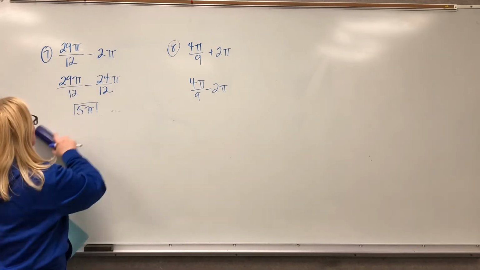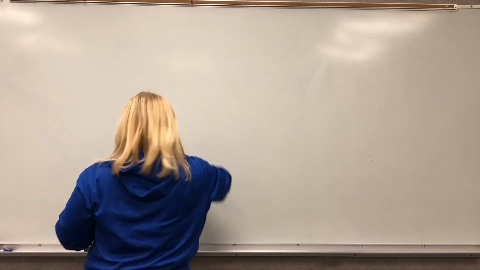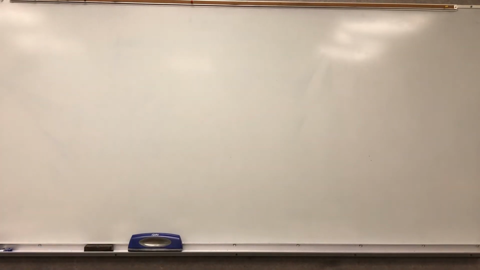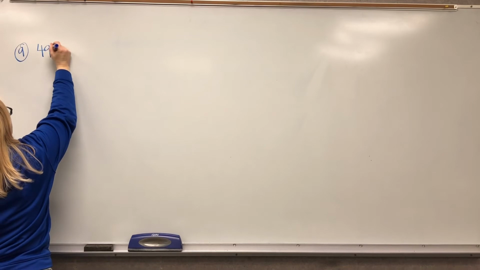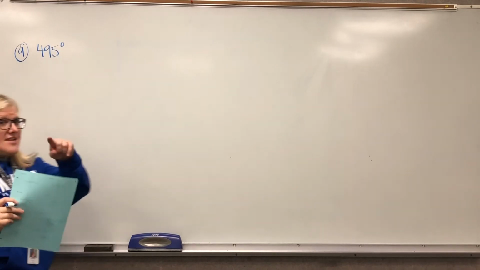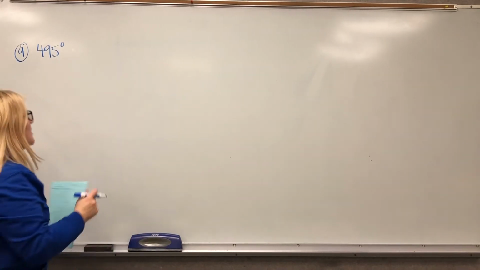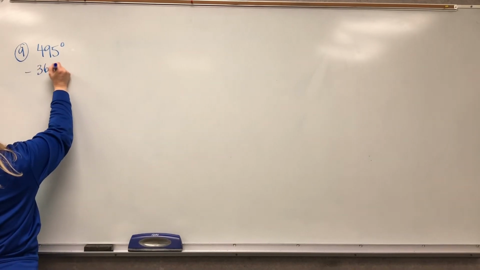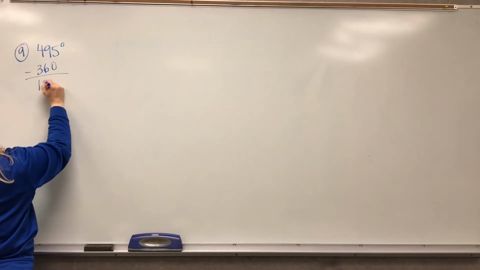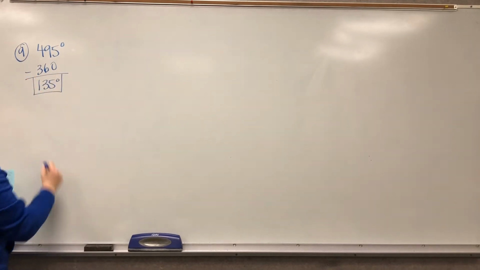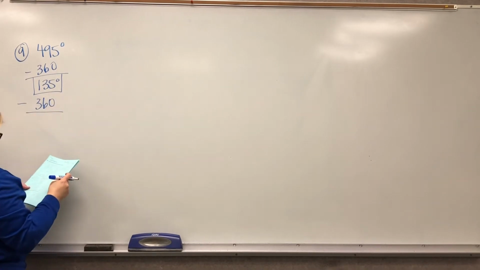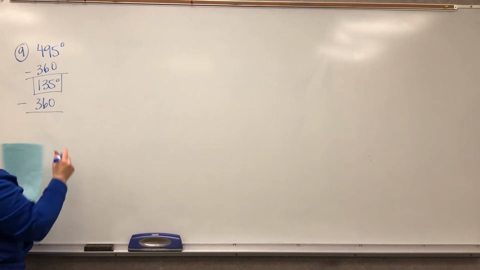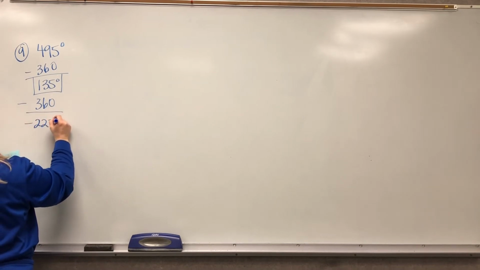Okay, so that was number 7. Number 9, we have 495 degrees. And that is bigger, that's going around a couple times. So if I subtract 360 from it, I get 135 degrees. So there's my positive. And if I subtract 360 again, I get negative 225 degrees.